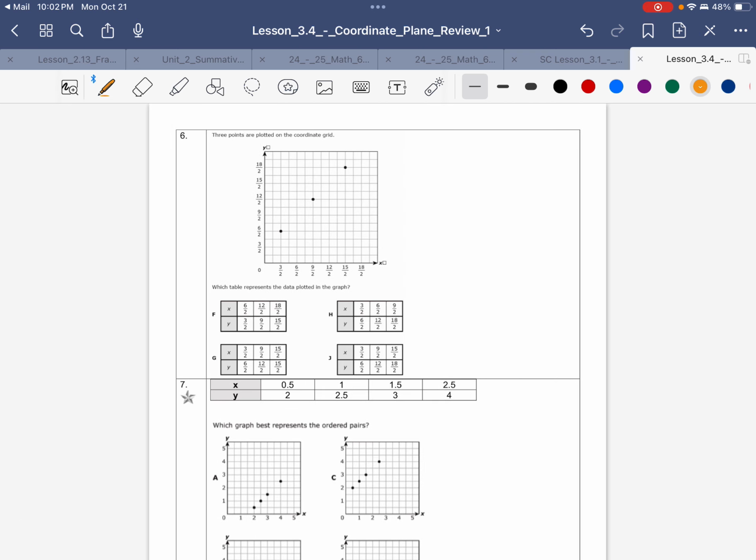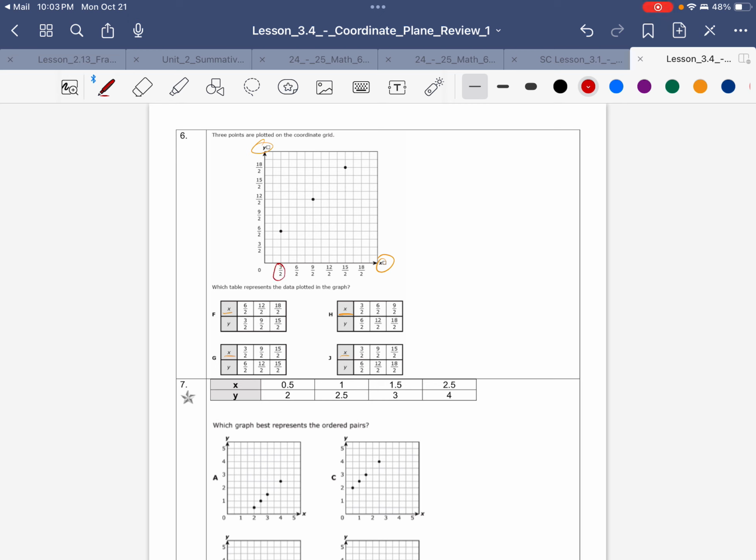3 points are plotted on the coordinate grid. Which table represents the data plotted on the graph? All right, so again, make sure you know your X's and Y's and make sure you have them in the appropriate place. So your X is here, your Y is here, and then look, you have X, X, they're labeled, and then the Y's are labeled. So what you can do is start at the first point. So your first point, your first X point should be 3 over 2.